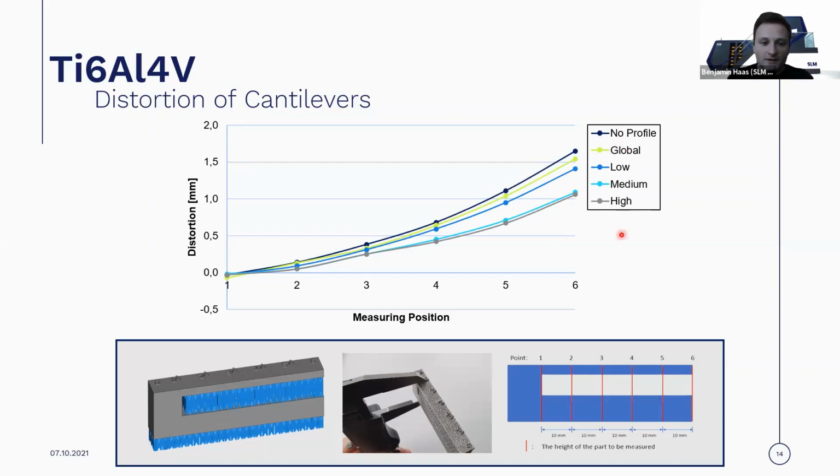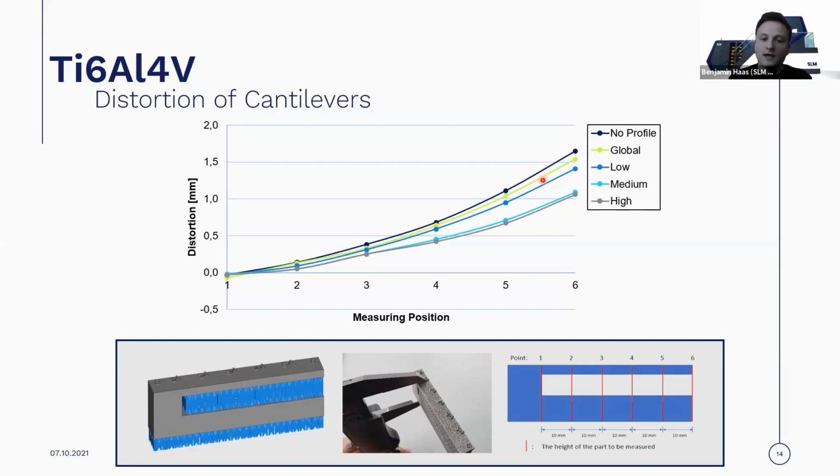So we took those profiles, applied them to those cantilevers, and then after the build, we removed those support structures in here. Since this is titanium, and titanium is really prone to distortion, you would see this tip here warping upwards. So basically the part looks in the end like this. Then we had 6 measuring points, and just measured the delta compared to the state that it was before removing those support structures.